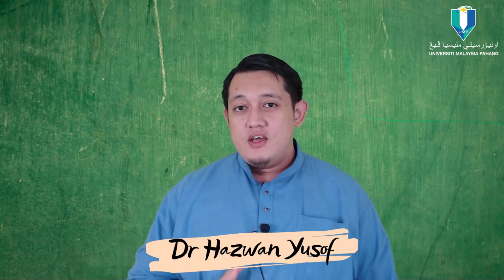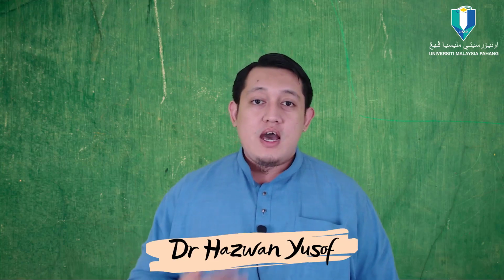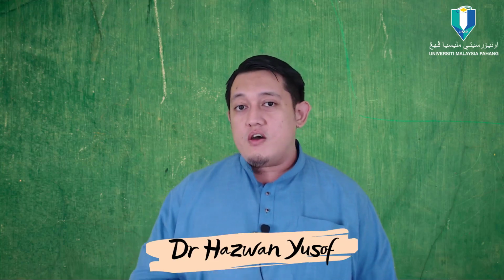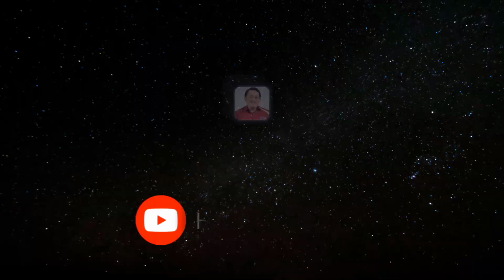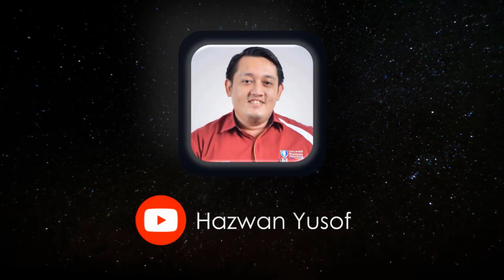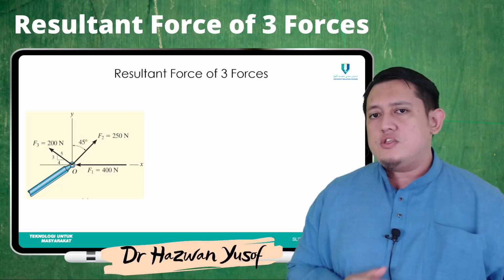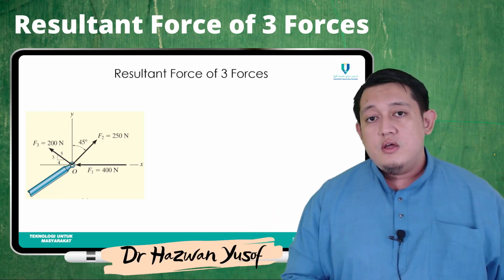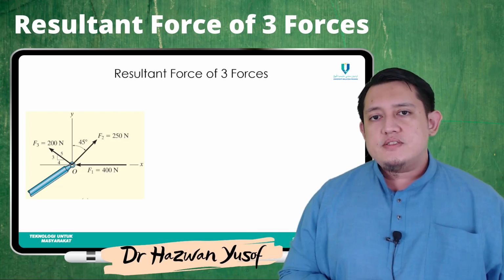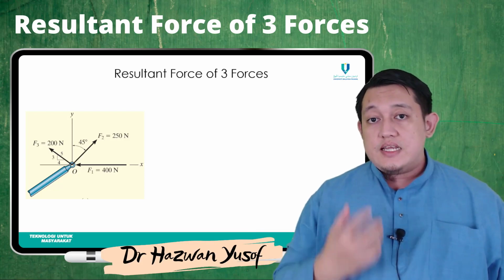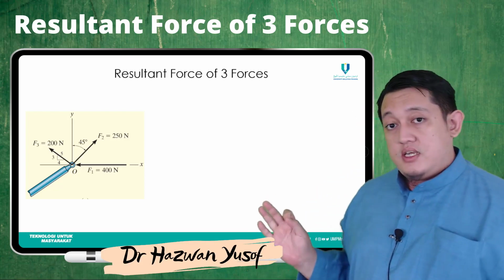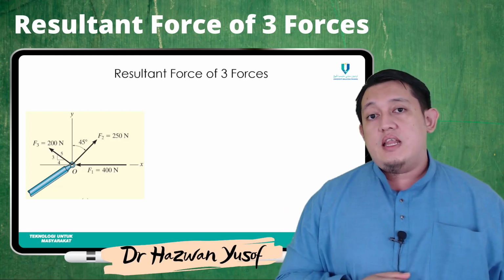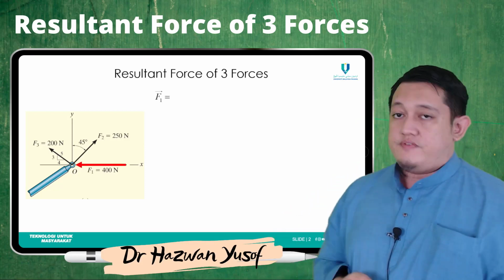I am Hazan Yusof. Today I'm going to show you how to find the resultant force of three forces. Let's look at these three forces here: F1, F2 and also F3. What we need to do first is find the Cartesian vector form of these three forces. First, let's start with F1.